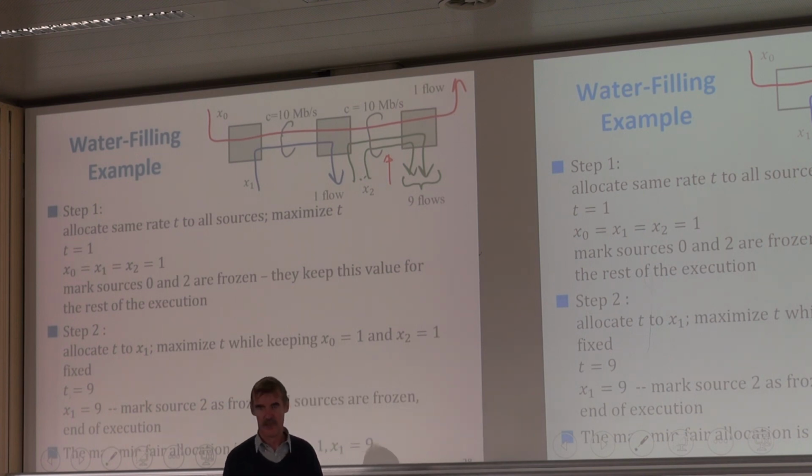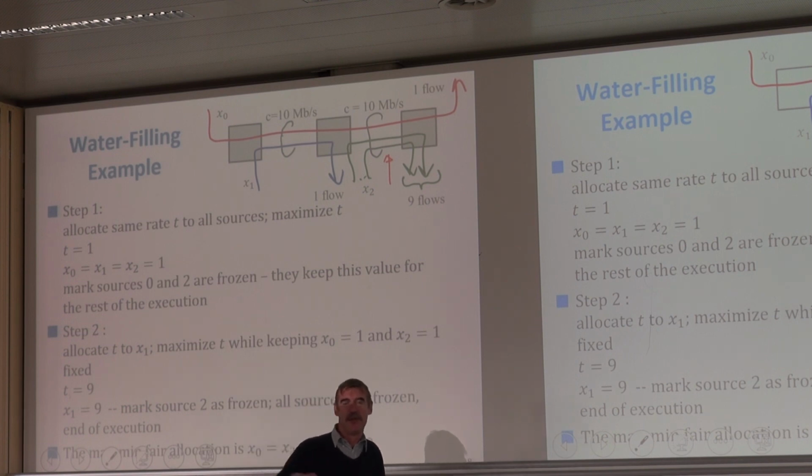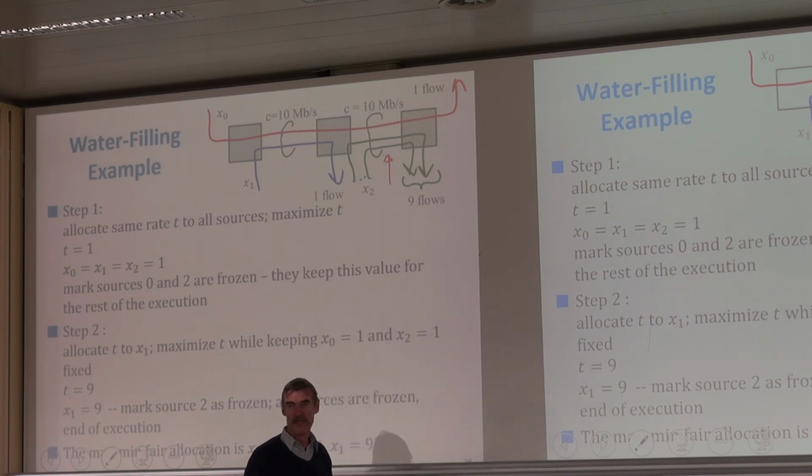Now, step 2, I continue. I do the same with all the unfrozen sources. Here it's very easy, there's only one. So you continue to increase the blue until you hit a limit, and the limit is at 9. So at step 2, you give 9 to the blue source, x1 equal 9, and that's exactly the allocation B that we had done before.